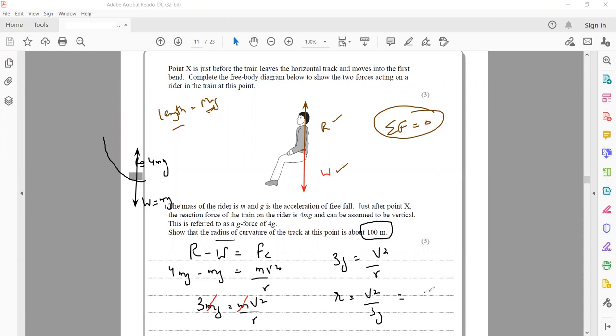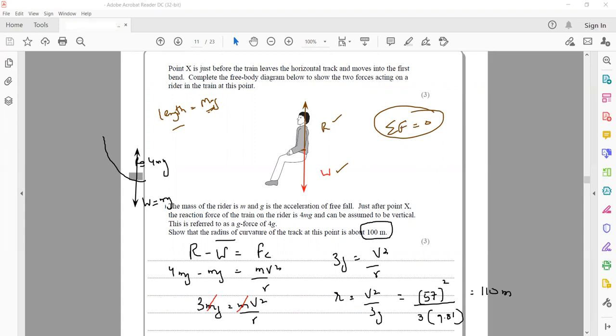V is the speed at which the train entered the track, that is 57 square divided by 3, and acceleration is due to gravity, so 9.81. So when we substitute these values, we will get the radius of the curvature, which is about 110 meters. Is it clear? Yes, it's clear.